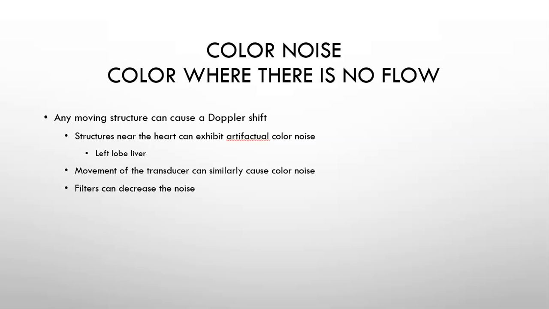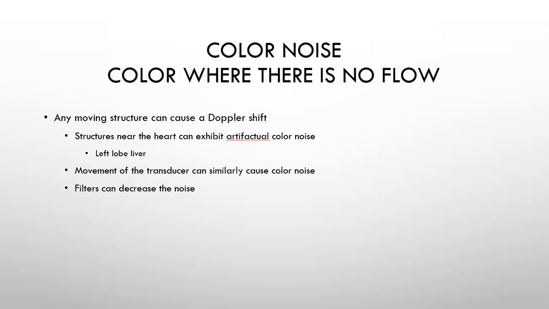Sometimes, though, we have color noise, color where there's no flow, but we're still getting color. So remember, anything can cause a Doppler shift. It doesn't have to be blood. It can be muscles moving, such as the heart, or anything else can give you artifactual color noise. One of the most common causes of artifactual color noise is movement of the transducer. Of course, we have to move our transducers in order to look through different windows, but small movements of the transducer can cause color noise also.